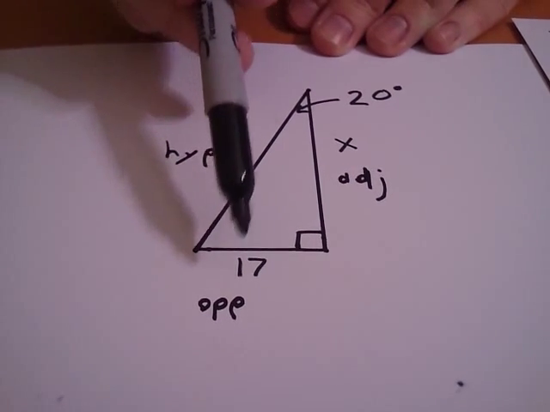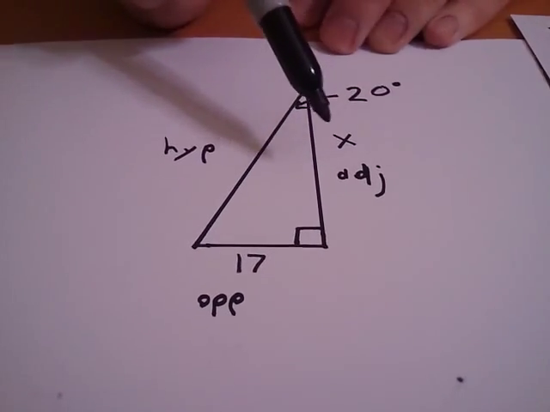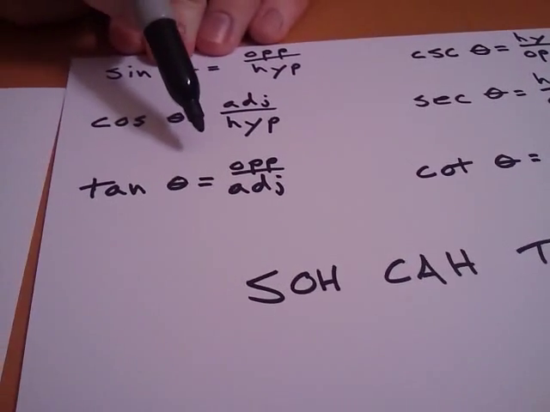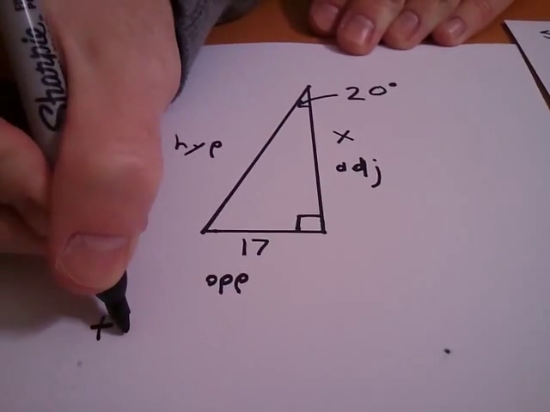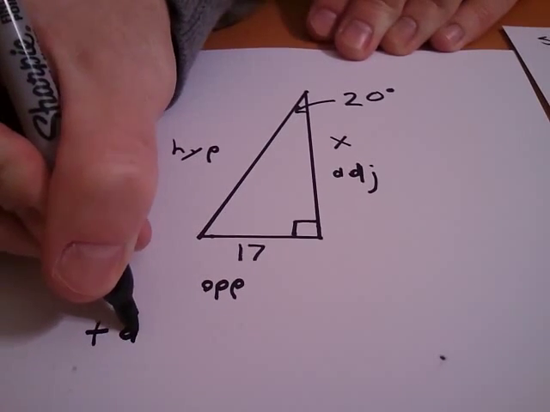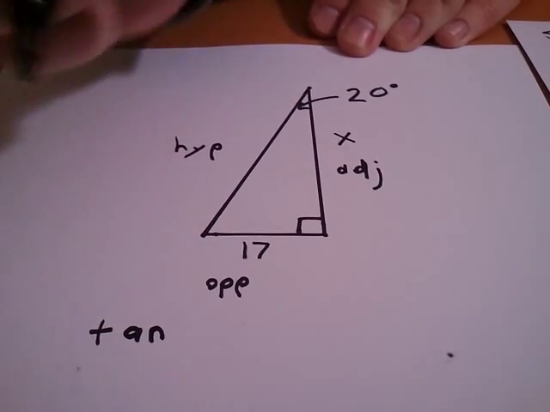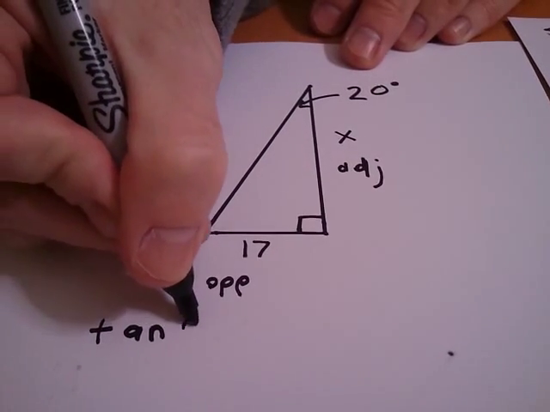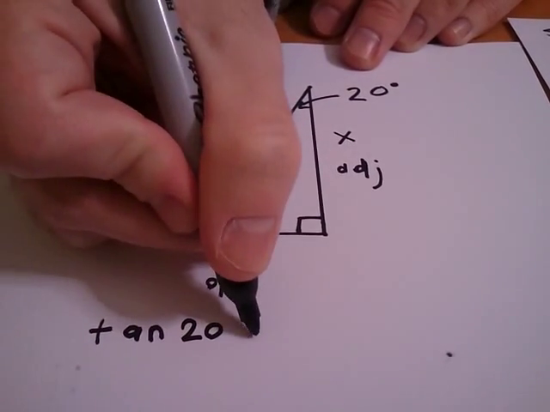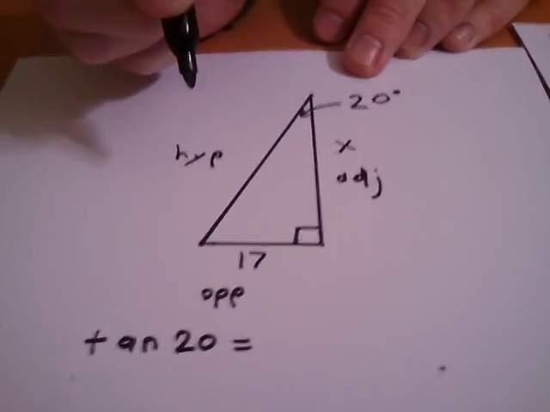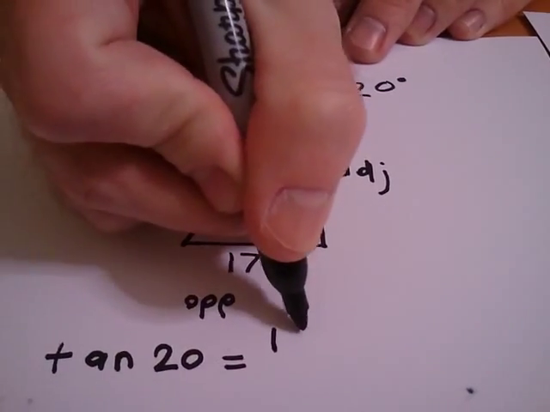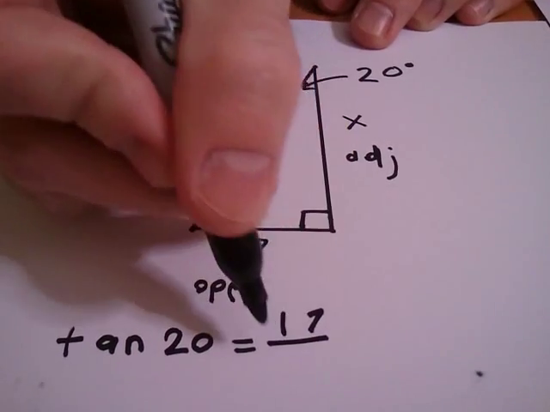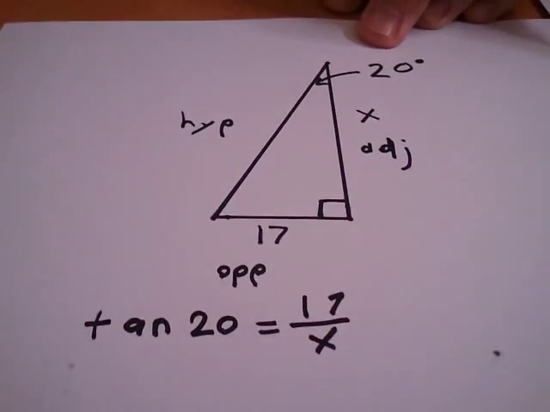We're working with opposite and adjacent. Well, we've got tangent again. So the tangent of, this time we've got the angle, so we're going to plug in for the angle. We've got 20 degrees, we're going to take the tangent of 20. So the tangent of 20 is equal to our opposite over adjacent. That puts 17 up top, and our adjacent on the bottom.